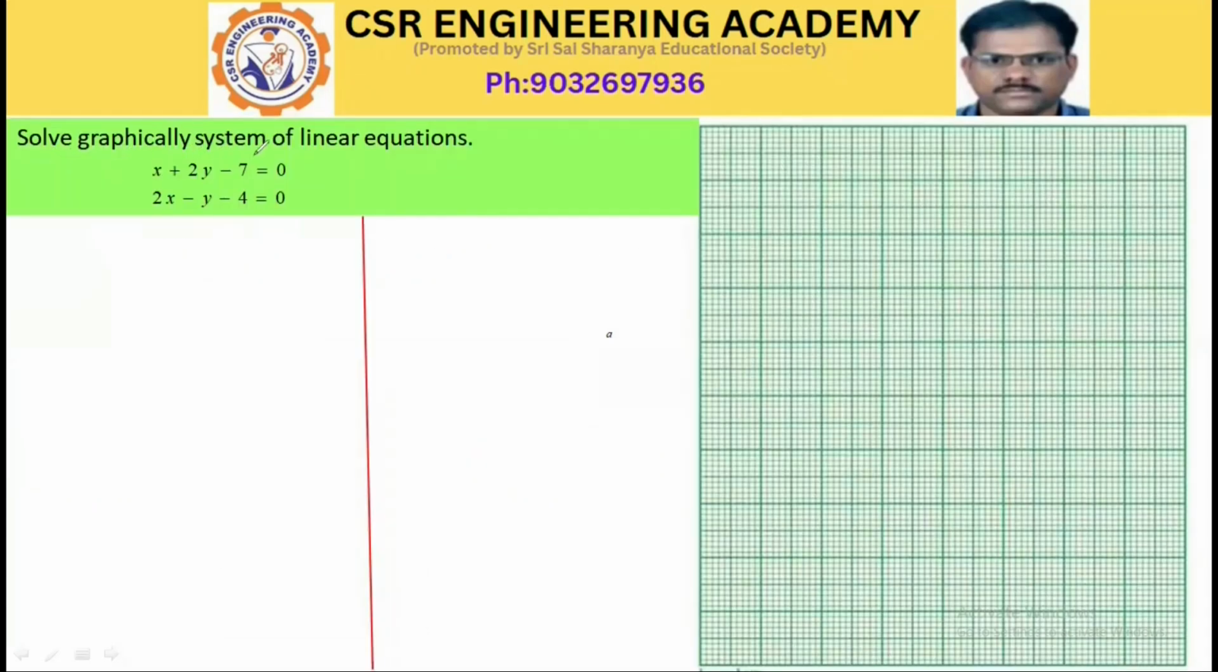Solve graphically the system of linear equations: x + 2y - 7 = 0 and 2x - y - 4 = 0. Given equations: x + 2y - 7 = 0, equation 1, and 2x - y - 4 = 0, equation 2.